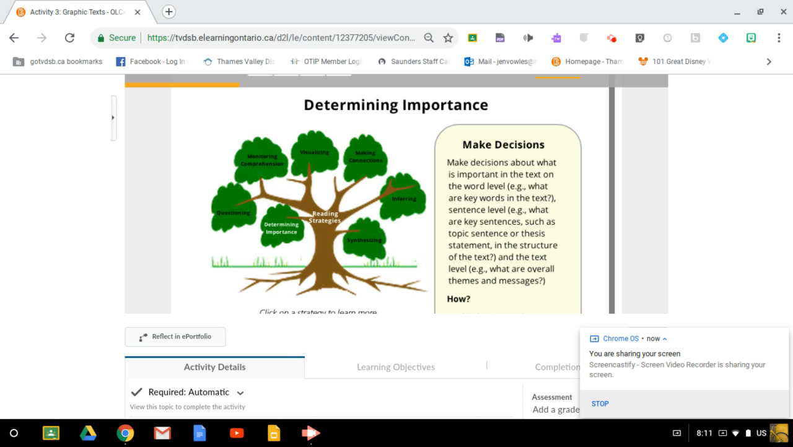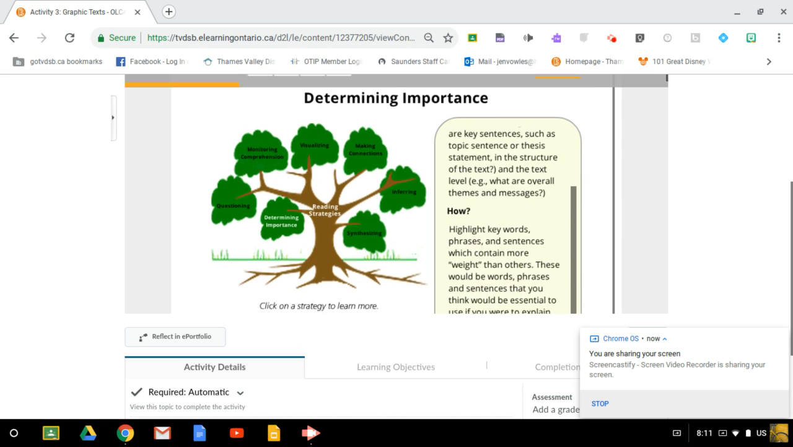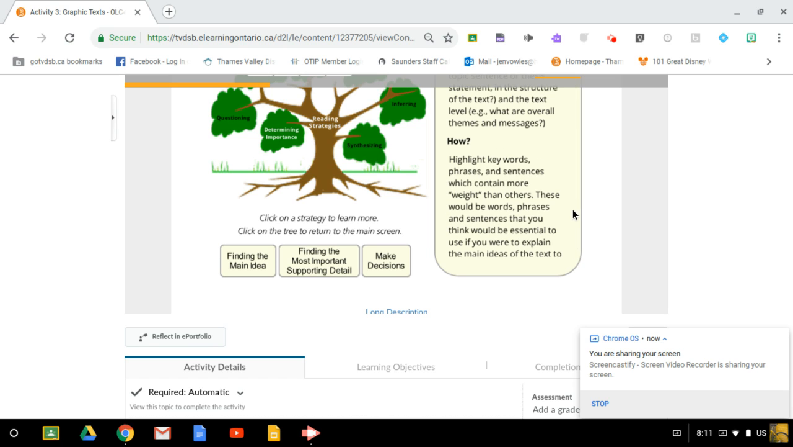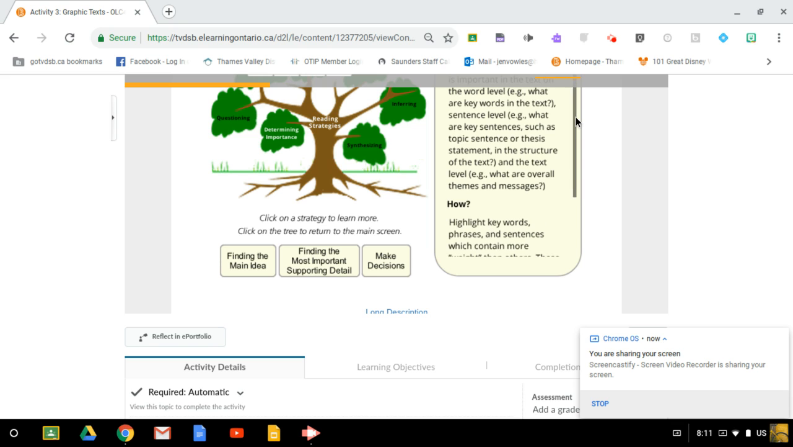Make decisions about what is important in the text on the word level. Example, what are key words in the text? Sentence level, what are key sentences such as topic sentence or thesis statement in the structure of the text? And the text level, what are overall themes and messages? How do you do this? You can highlight keywords, phrases, and sentences which contain more weight than others. These would be words, phrases, and sentences that you think would be essential to use if you were to explain the main ideas of the text to someone else. Okay, you can also use other strategies like note taking or sticky notes on pages, whatever it is that works for you.